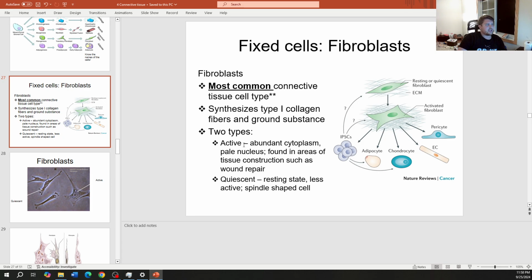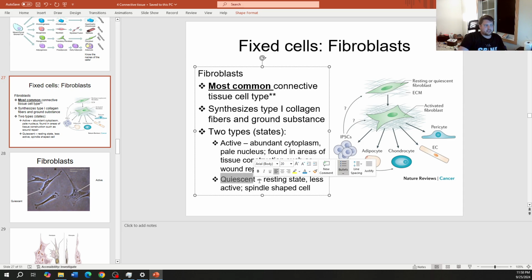There are two different types. I should say there's two different states. It says types, but it's more like there's two different states that fibroblasts can be in. Either they're in an active state, or they're in a quiescent or resting state. In the active state, they're making tissue, they're laying down collagen, doing all that kind of stuff. Most commonly, it's when there's tissue construction, such as a wound repair. So you get a cut or something in the skin, and your body needs to lay down more collagen in order to weave those pieces together. Think about it like it makes natural stitches to piece the tissue back together.